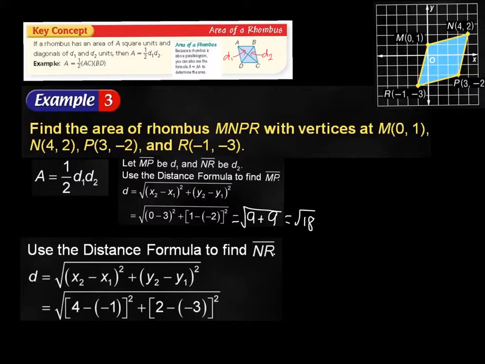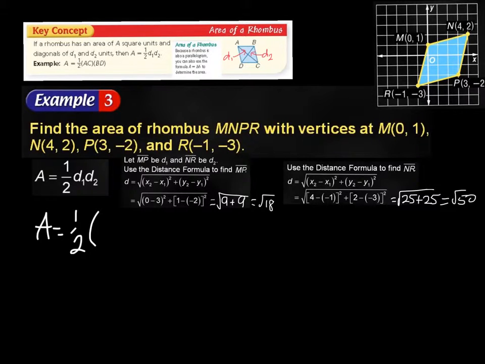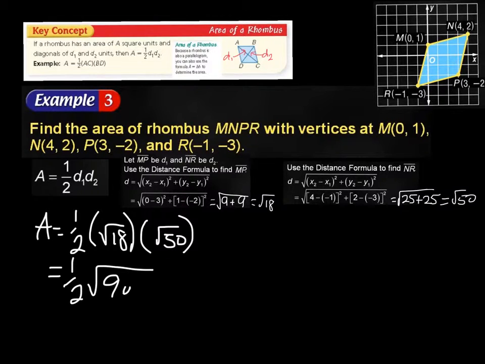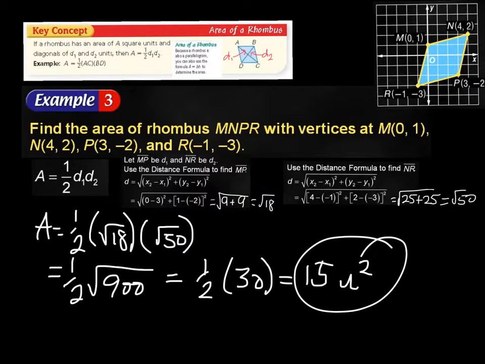So 4 minus -1 is 5, squared is 25. And 2 minus -3 is 5, squared is 25. So I have the square root of 50. And I didn't even simplify the radicals, because I'm just going to plug them in as they are. The square root of 18 times the square root of 50 is the square root of 900, which is conveniently a perfect square. And half of 30 is 15. And again, they didn't give us units, so we're going to call it units squared.